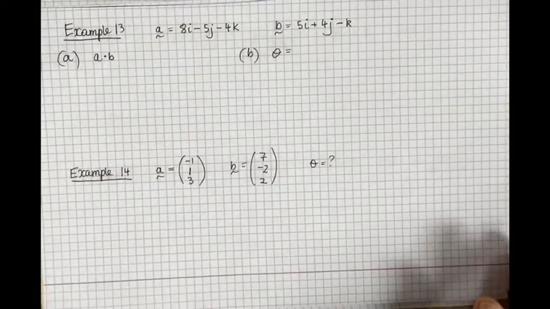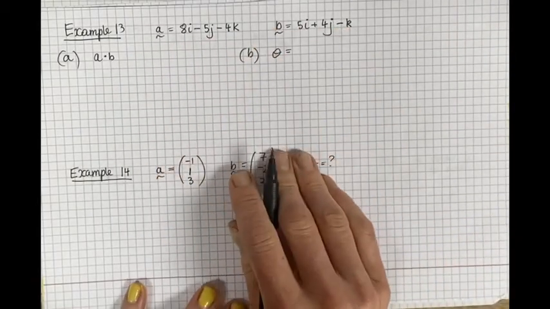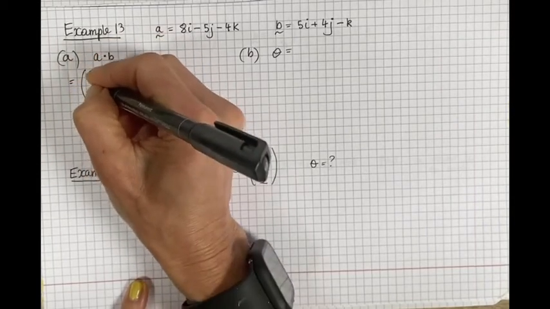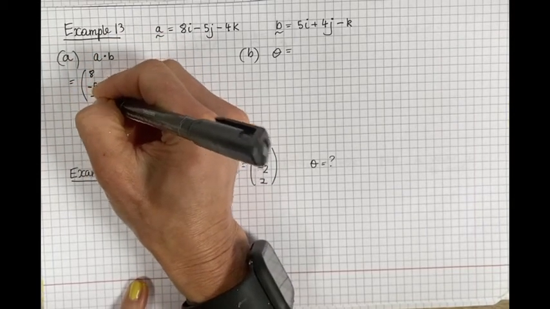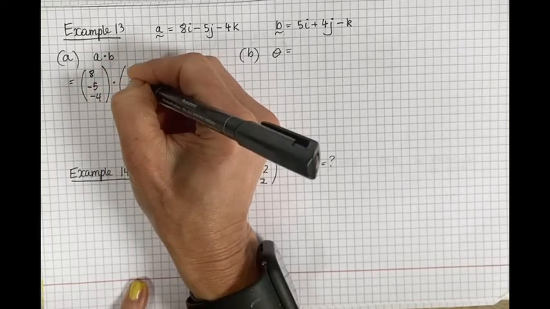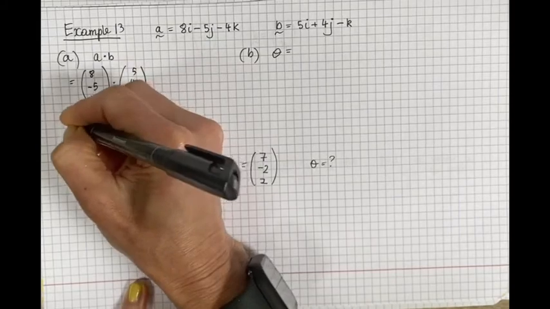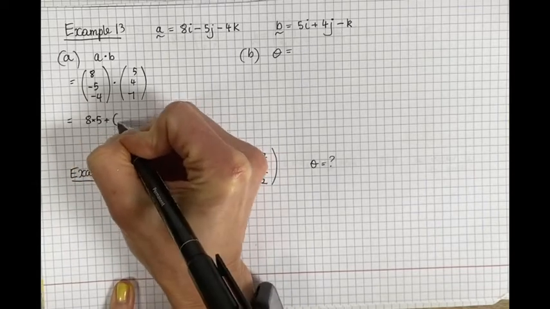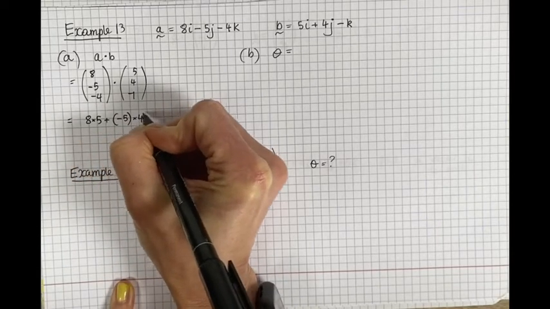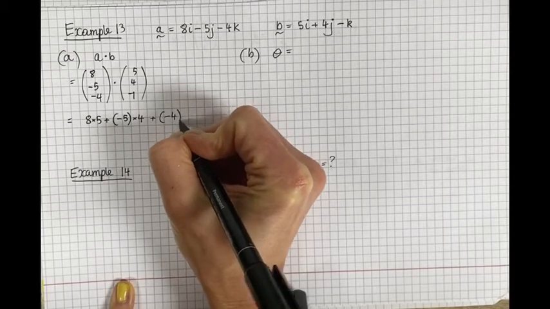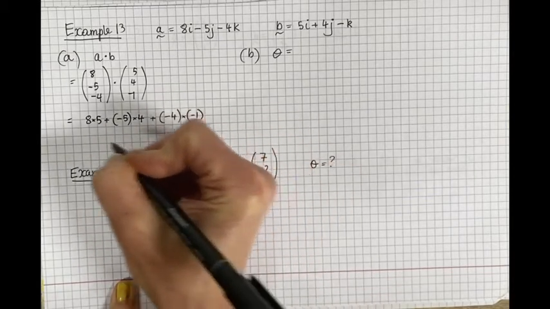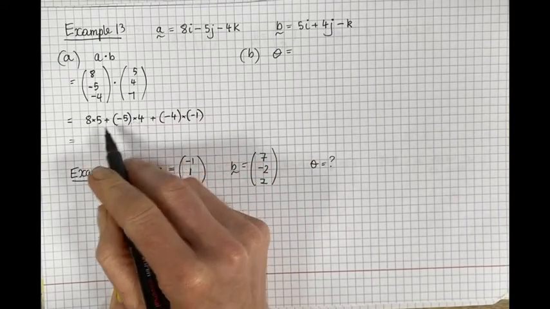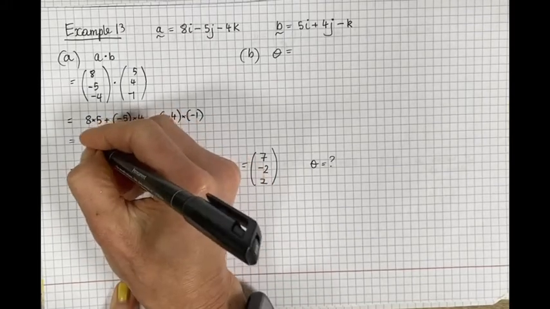Okay, so we're going to have a look at example 13. You've got two vectors, so let's write it like this: 8, minus 5, minus 4, dotted together with 5, 4, minus 1. Multiply the x components, so it's 8 times 5 plus minus 5 times 4 plus minus 4 times minus 1. So that's going to be 40 minus 20, so it's 20 plus 4, 24.